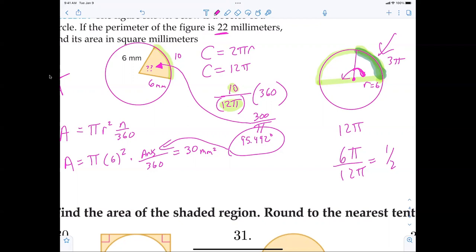Because what's the whole circumference? Well, no, but I'm asking you this question. What's the whole circumference? 12 pi. I just measured out how much? 3 pi. 3 pi over 12 pi represents what? 1/4 of the circle. 1/4 of the circle is how many degrees? 90. That's how I knew that was 90 degrees.